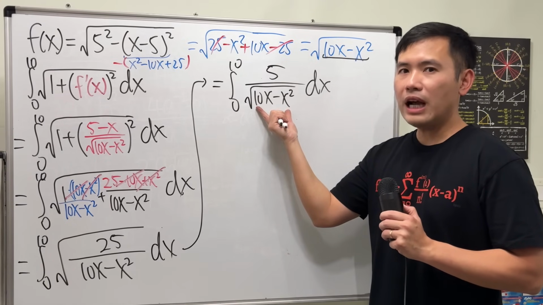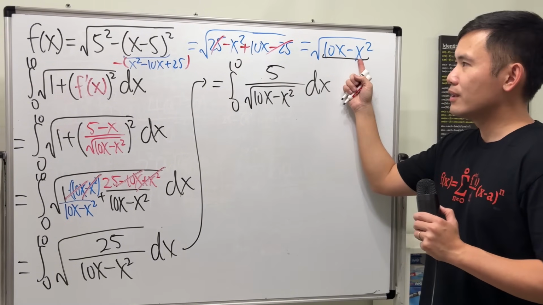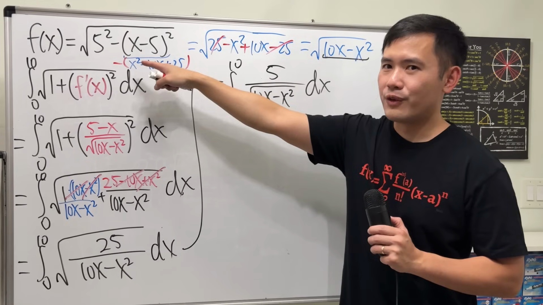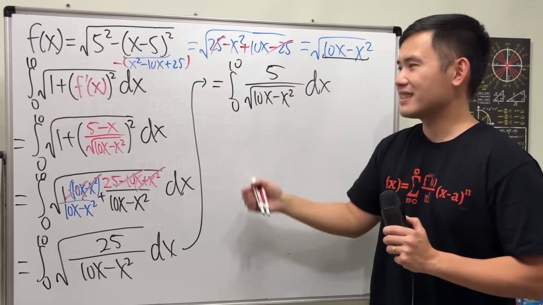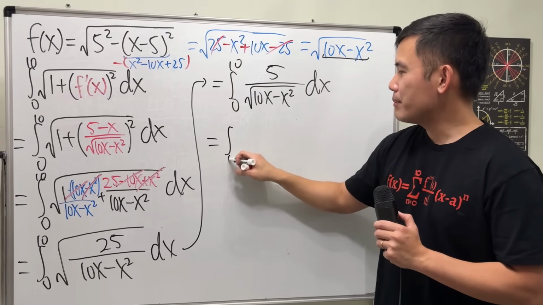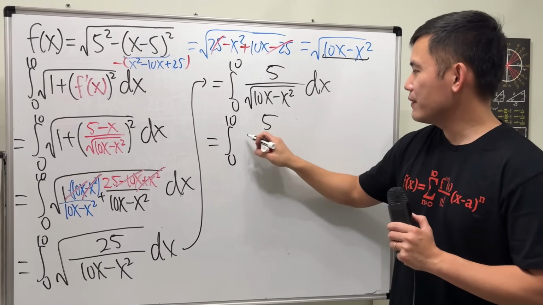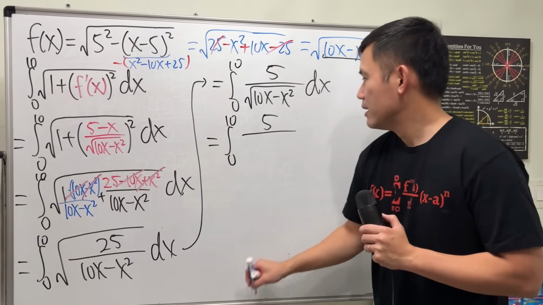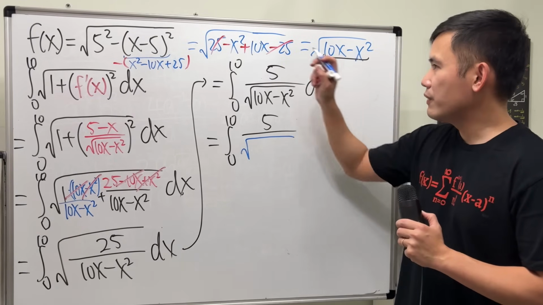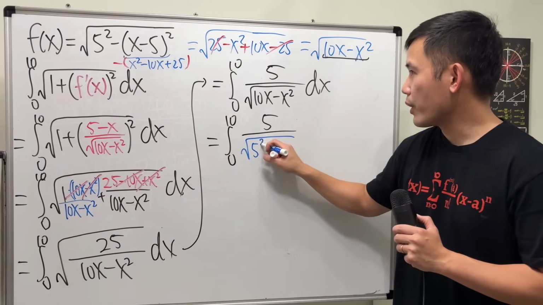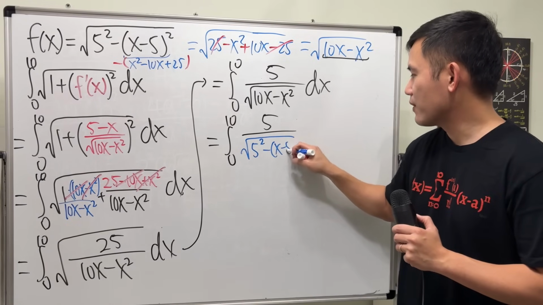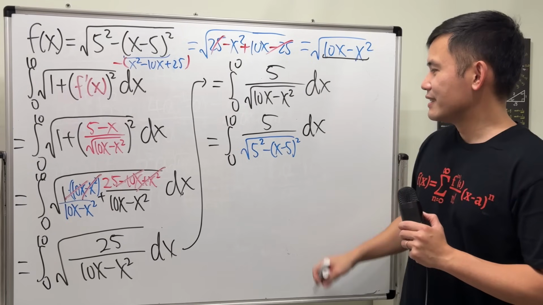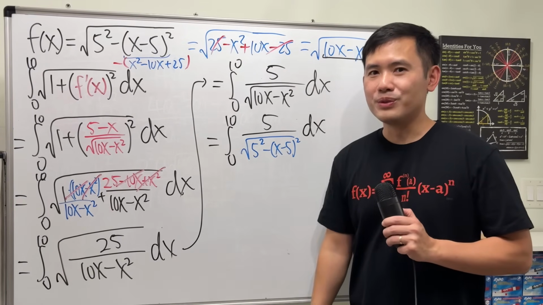But in this case, we don't have to do so because we can just look back here, that form is preferred when we are doing the integral for that. So I'm going to rewrite that back. We have 5 over, the bottom is really just the same as square root of that, which is 5 squared minus x minus 5 squared. Now, how are we going to do this?